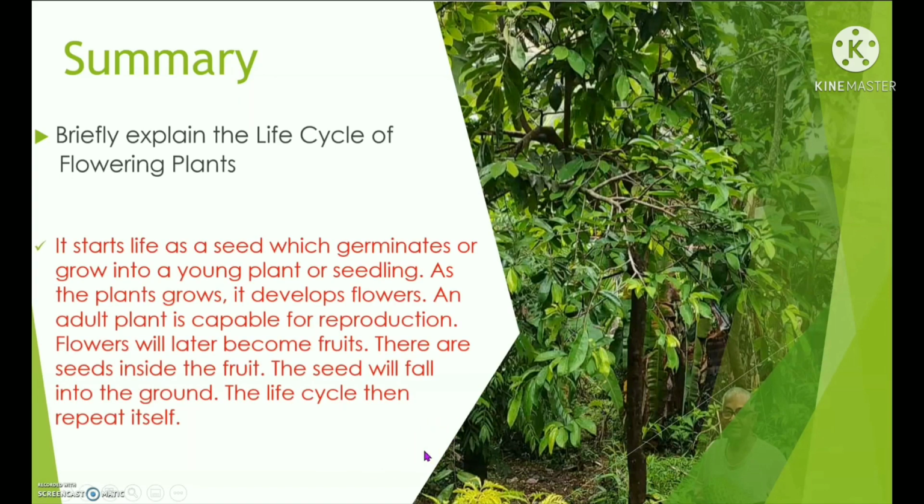Very good. The answer is, it starts life as a seed which germinates or grows into a young plant or seedling. As the plant grows, it develops flowers. An adult plant is capable of reproduction, so the flowers will later become fruits. There are seeds inside the fruit, and that seed will fall into the ground. Then the life cycle repeats itself.